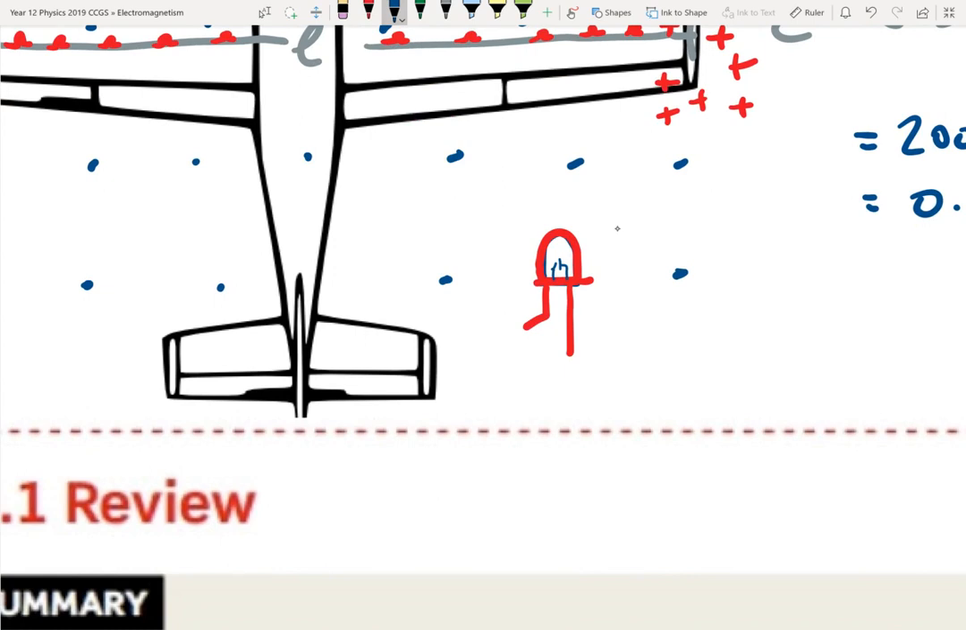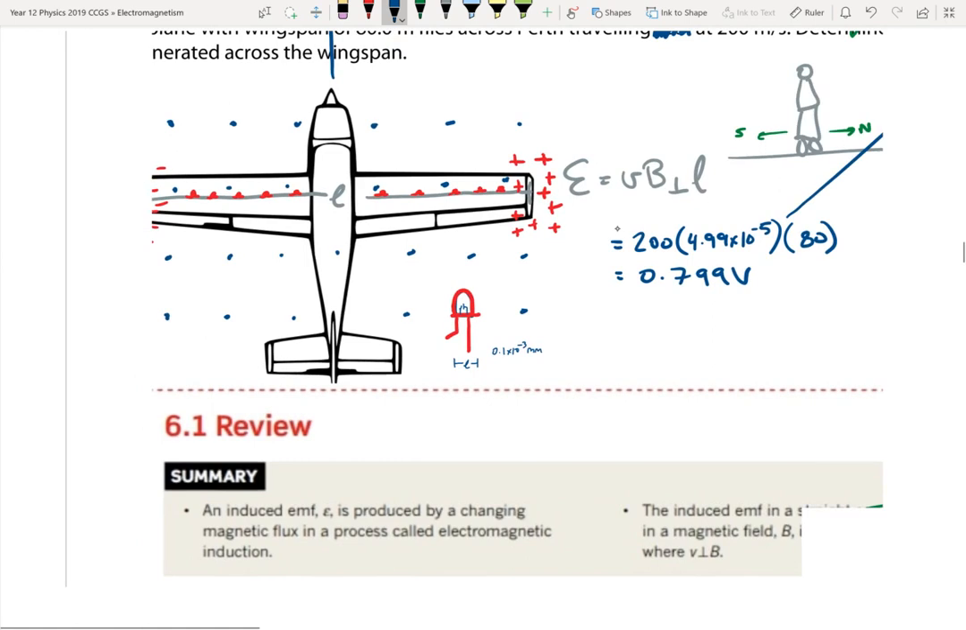The length of the wing might be 80 meters, but the actual length of the diode is in the order of millimeters. So really, if I wanted to do a VBL, I've got the V, the diode's moving that way. I've got the B, but the distance, we're talking that length, not the wingspan. So again, the voltage across one side of your diode to the other is not going to be 0.8 volts. It's actually going to be like microvolts. We're not going to be able to get any useful voltage out of this scenario.